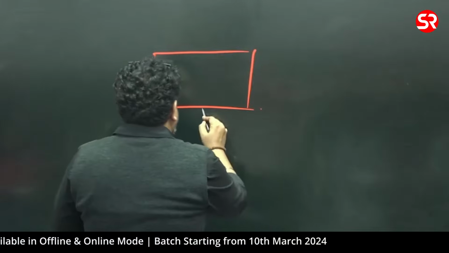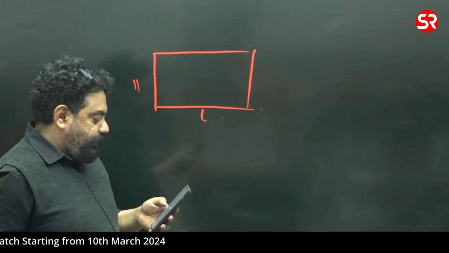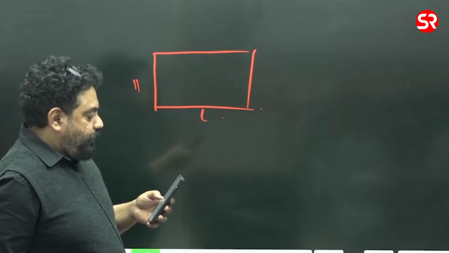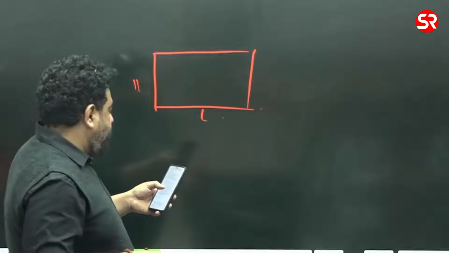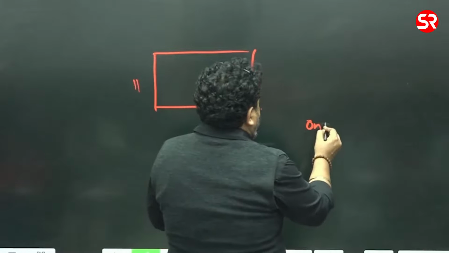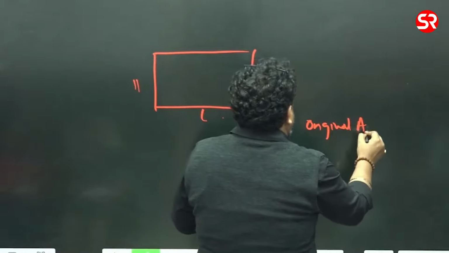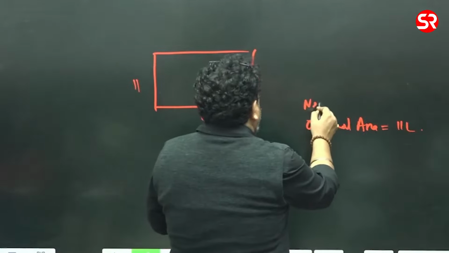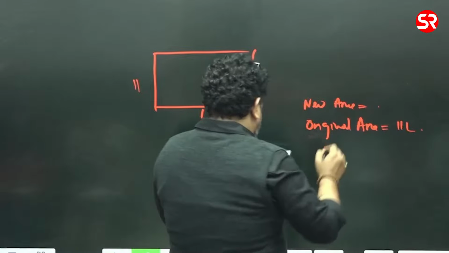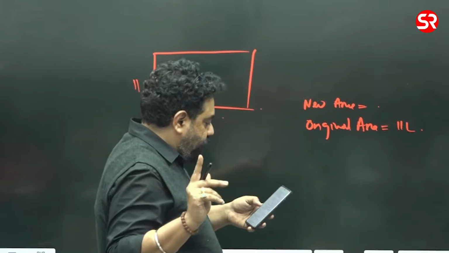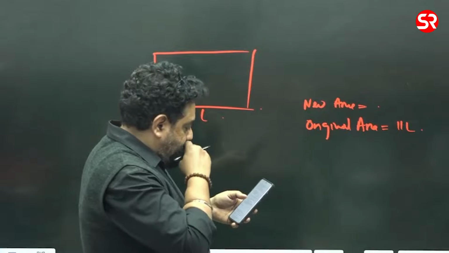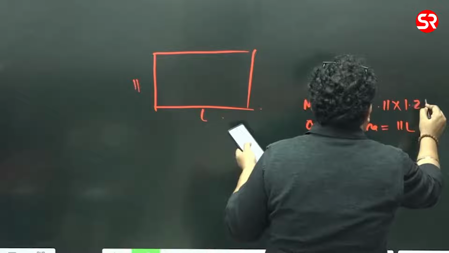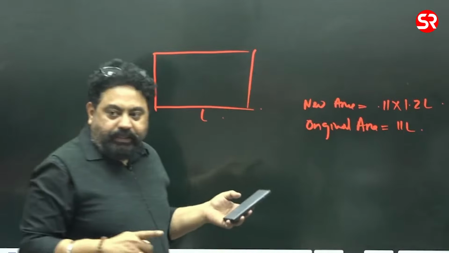So let the length be L. He says the ratio of the area after the length is increased by 20%, breadth remains same, to the original area. So the original area would be, guys, 11 times L. And the new area, if the length is increased by 20%, would be 11 into 1.2 times L. This is it.